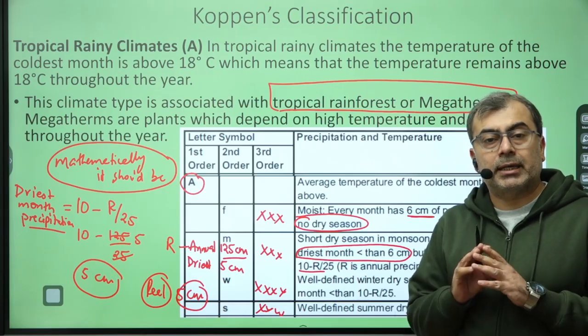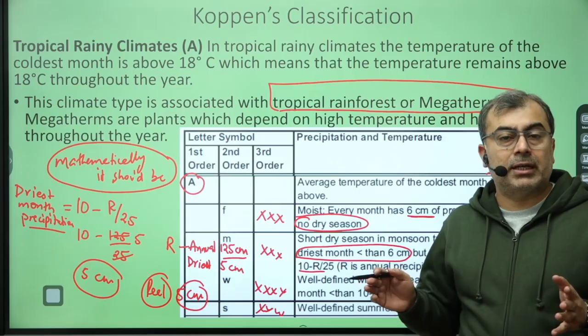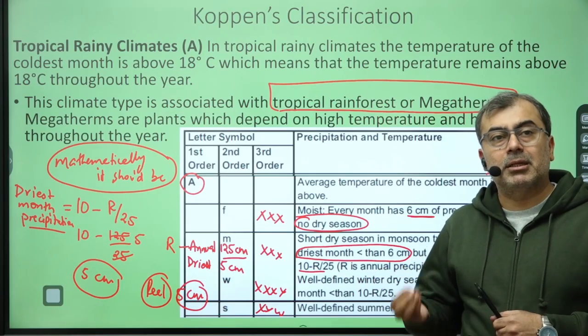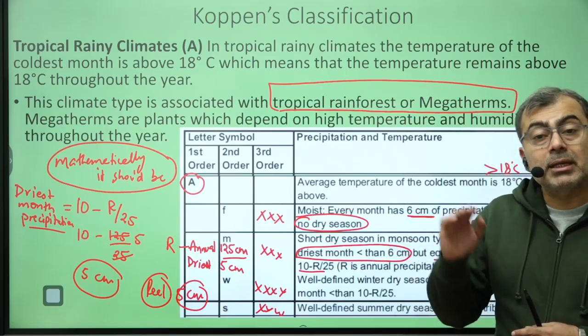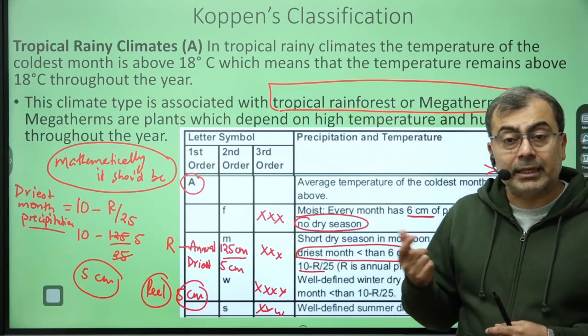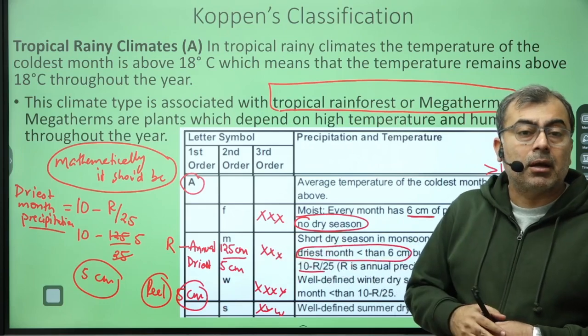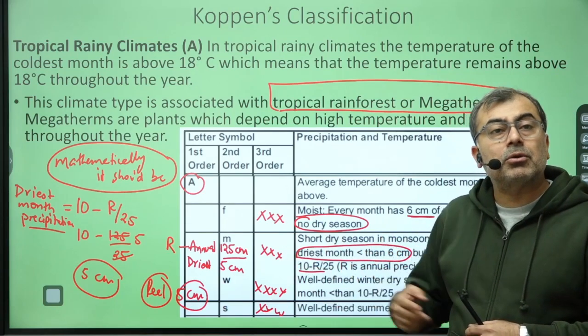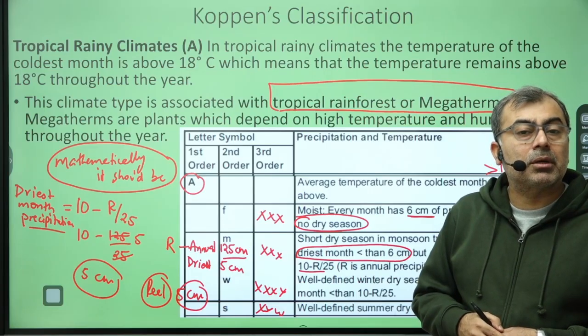First, you will check the rainfall throughout the year. If there is no dry season, if every month 6 centimeter is there, perfect, very good, you put it as AF. But if you are getting something less than 6, I need to check. So mathematically this region should have 5. I checked the driest one, that also came to be 5. So this is M. Is everyone okay?